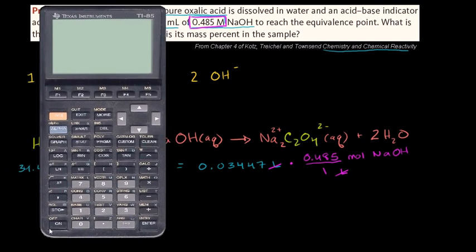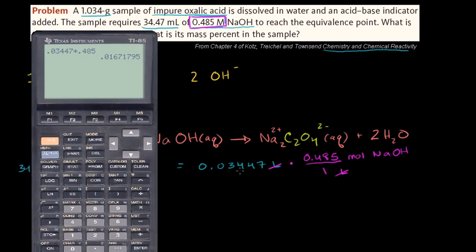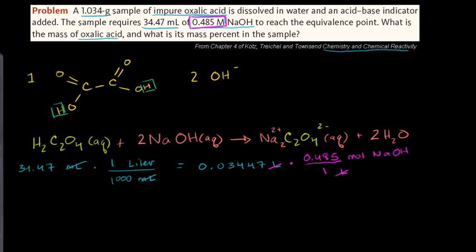All right, let me just multiply these two numbers. So we have 0.03447 times 0.485 is equal to 0.167. We only have 3 significant digits here, so we're going to round to 3 significant digits. So we'll just go with 0.0167. So this is going to be equal to 0.0167, and all we have left here are moles of sodium hydroxide.